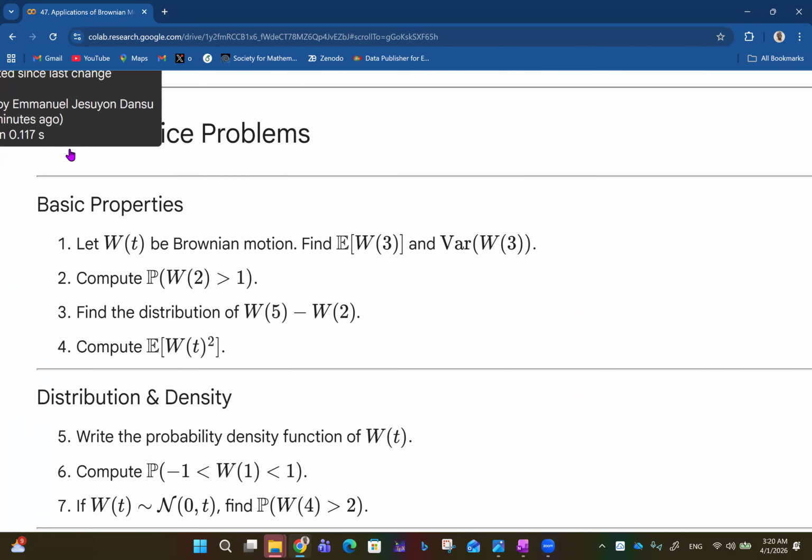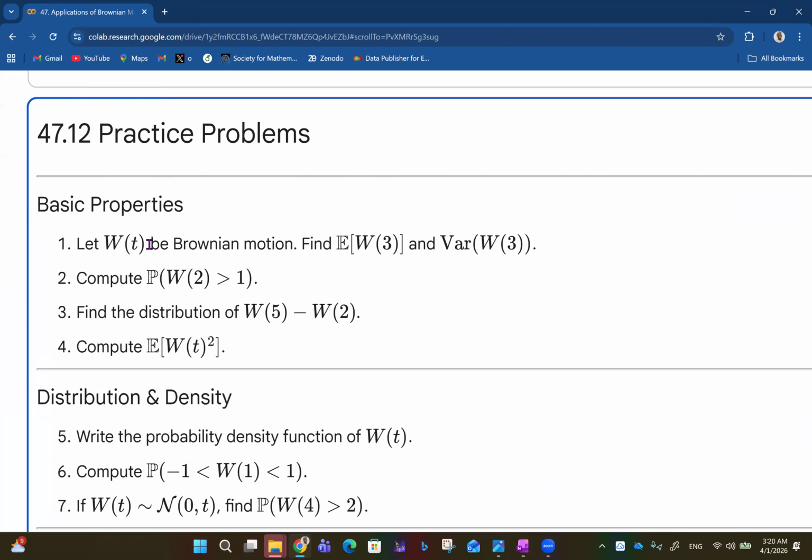So practice problems here now. Basic properties. Let W of t be Brownian motion. Find expected value of W of 3 and variance of W of 3. Of course, expected value will be 0. Expected value at any point in time is 0. And variance at any point in time is that time. So variance of W3 is 3.